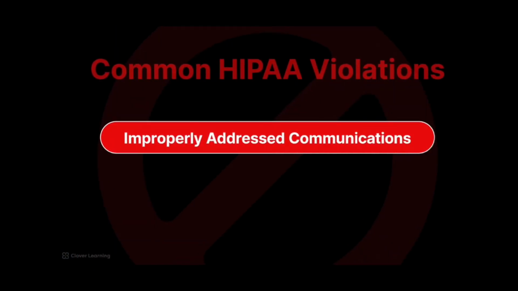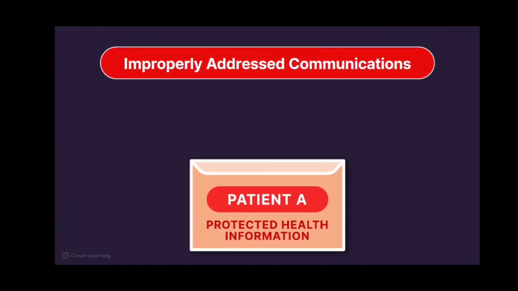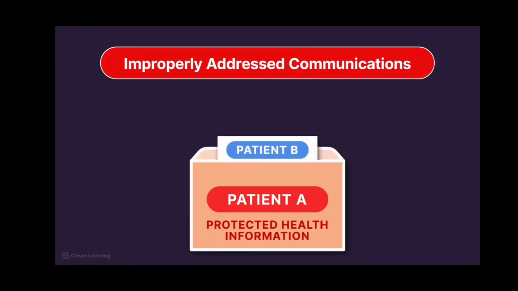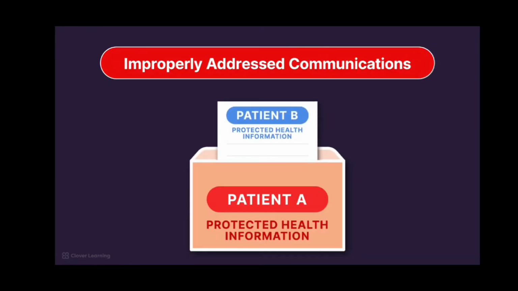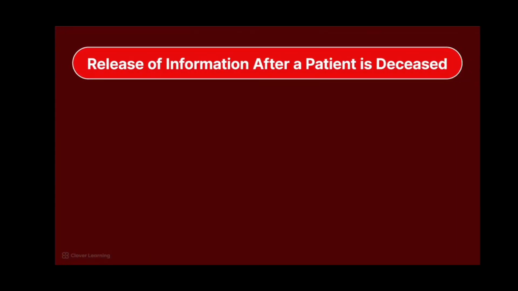Other areas to discuss in regards to protecting a patient's PHI are avoiding improperly addressed communications and releasing information of deceased patients. Improperly addressed communications. Improperly addressed communications consists of mistakenly sending patient information to the wrong patient, whether via email, fax, or mail. Sending information to recipients other than the patient or those authorized to view their health information is a clear HIPAA violation.